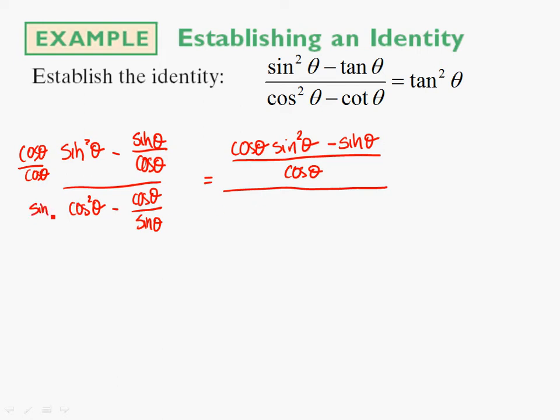You combine the fractions so that you have one fraction. So here you need a sine and a sine. So on this one, I'm going to get the sine of theta times the cosine squared of theta. And that's now all over the sine of theta, which was my common denominator. And then here, subtract the cosine of theta over the sine of theta.